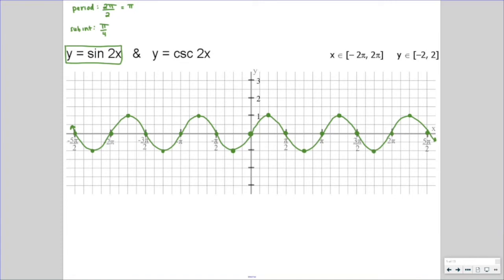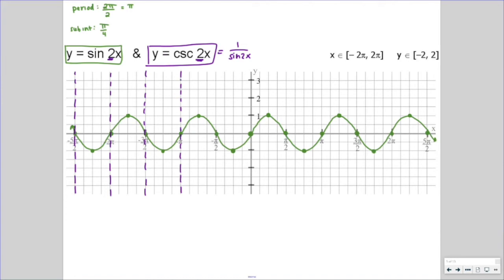So let's graph cosecant. Because the frequencies are the same, this is the reciprocal, 1 over the sine of 2x. So I can use all of the key points from the sine of 2x in order to determine the points for cosecant. We're going to follow the same kind of logic here. Everywhere our sine of 2x curve was 0, we're going to have an asymptote for cosecant. So I need to include all of those like this. Okay, got all my asymptotes.